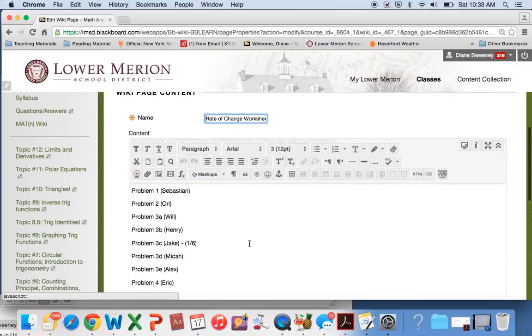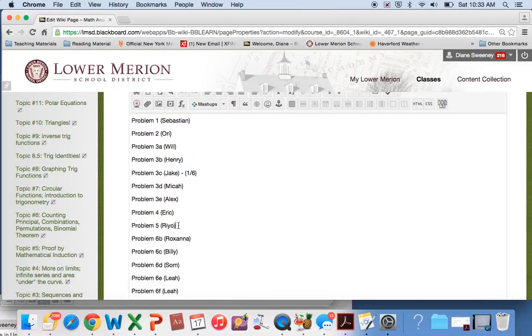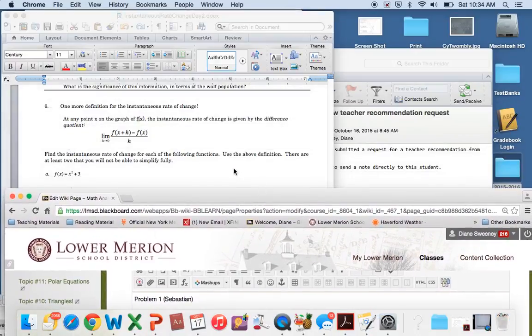And the question that I'm doing is 6A, so in fact I'm going to put it right under Rio's. So this is problem 6A, and this is Ms. Sweetie. And this is kind of easy to do. So what I'm going to do is, the problem I'm doing is I'm looking for the instantaneous rate of change of x squared plus 3.